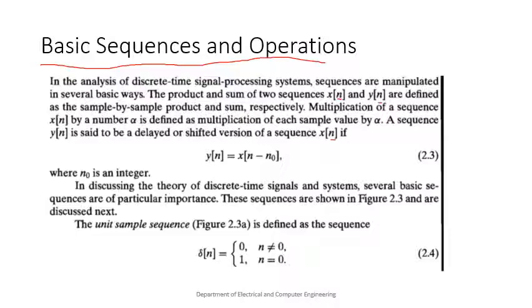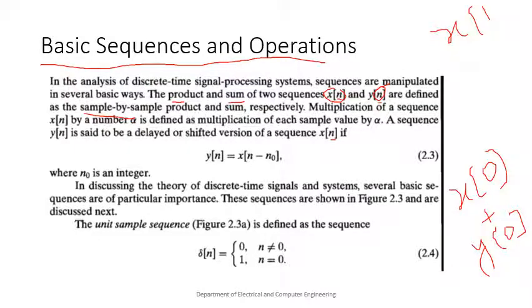So relatively easy operations are product and sum of two sequences. For example, we are adding these two. So we need to add them sample by sample. Sample by sample means x of 0 will be added with y of 0. If we are going to multiply, we multiply the same sample. We cannot multiply x of 1 with y of 2. No, we usually don't do that. We need to do sample by sample.